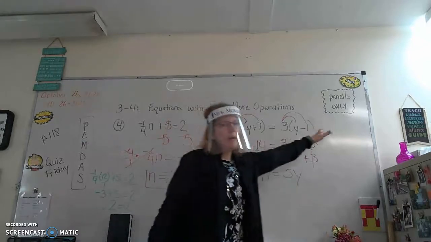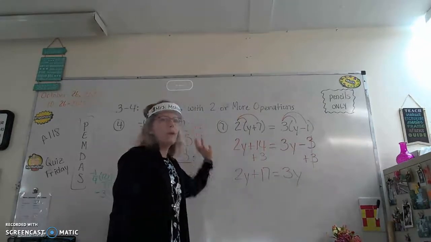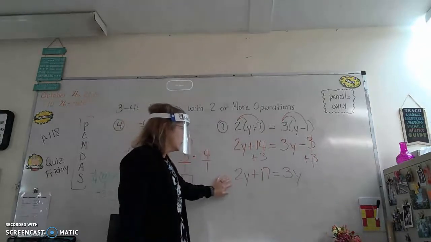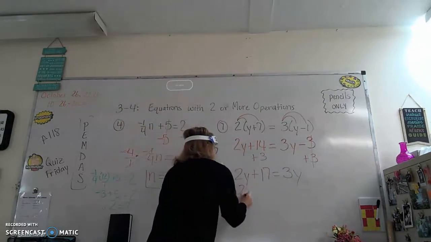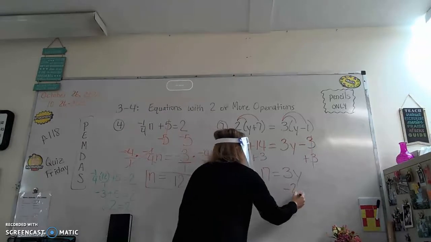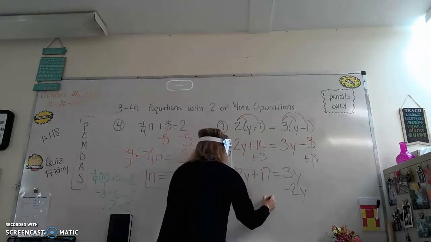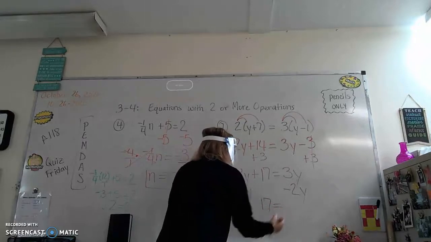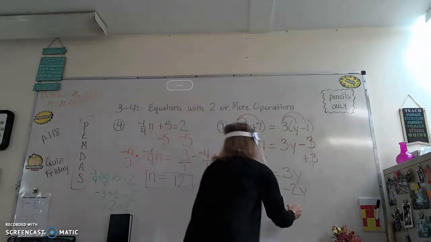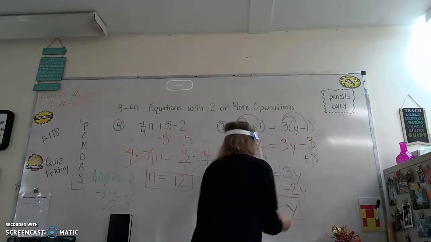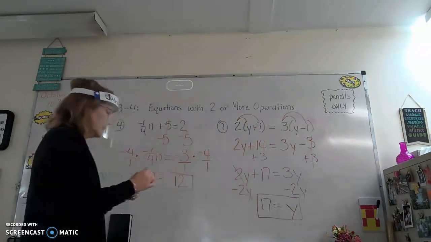Now since I moved my number here, I'm going to move my variable over there. So I'm going to do minus 2y. So the negative 2y goes to the 3. So 3 minus 2y is how much? 1y, or just y. So then it's 17 equals y. That's right.